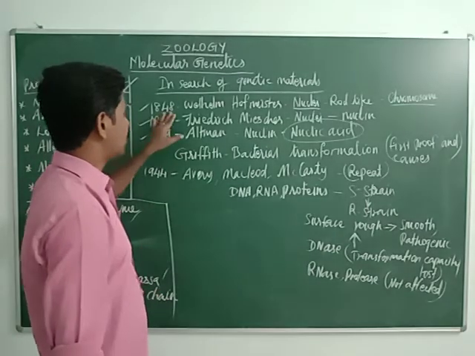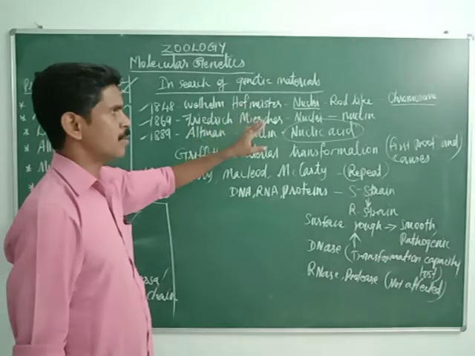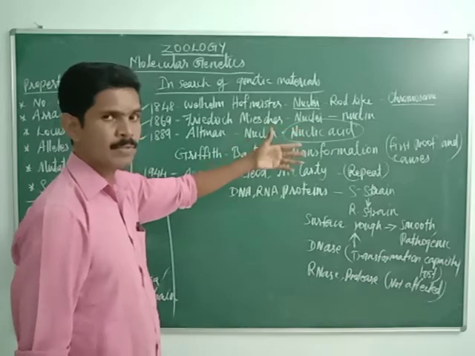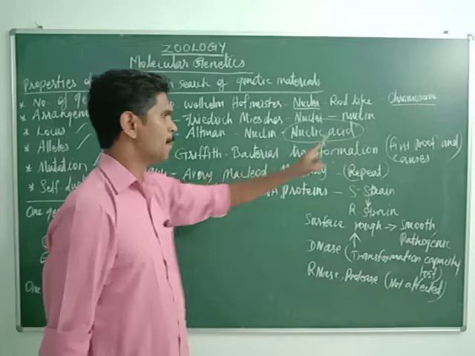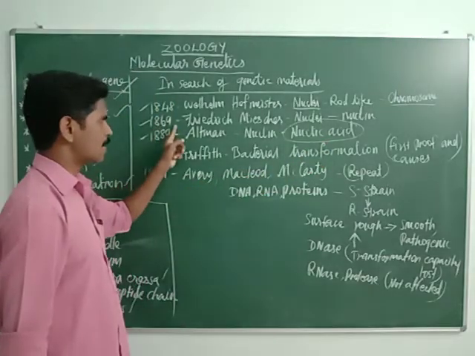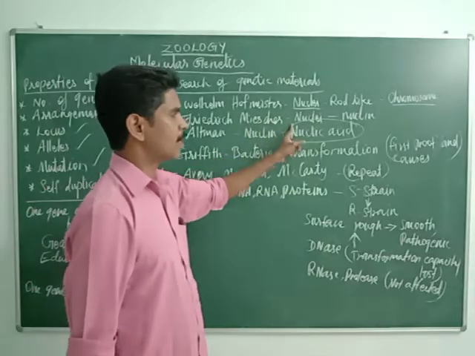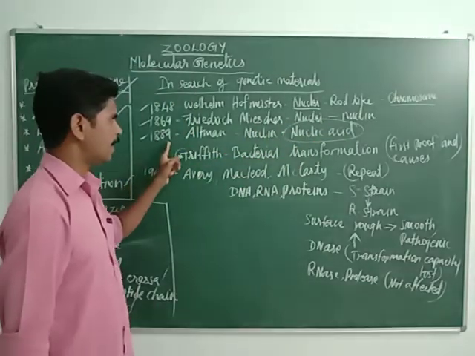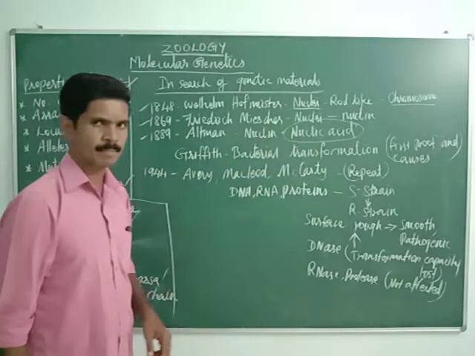See, in the year of 1848, Wilhelm Hofmeister observed that the nucleus of the cell is converted or changed into a rod-like structure. This rod-like structure is called a chromosome. Then in the year of 1869, Friedrich Miescher called the nucleus of the cell nuclein. Then in the year of 1889, Altmann called the nuclein nucleic acid.